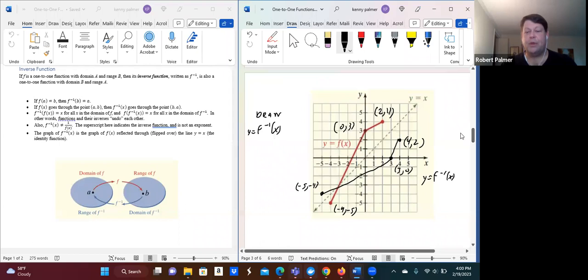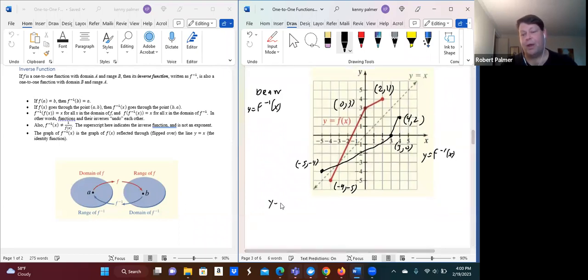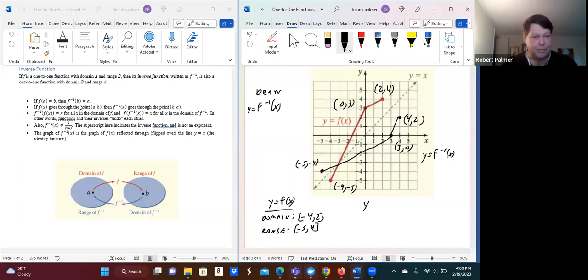One more thing quickly on this one. For y equals f of x, let's also think about the domain and range. Our domain of f, the original graph, goes from -4 to +2, and both those points are included. Its range goes from -5 up to +4, and both those points are included. This is also what the statement here says: the domains and ranges switch.